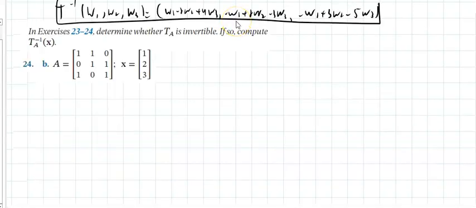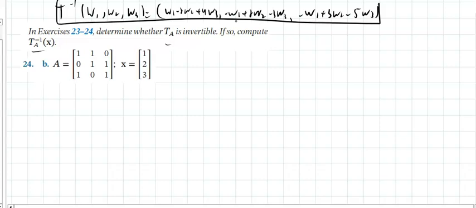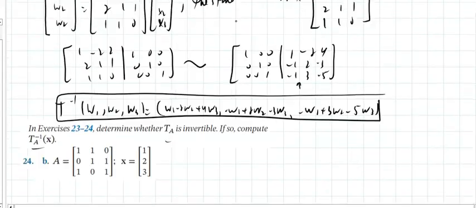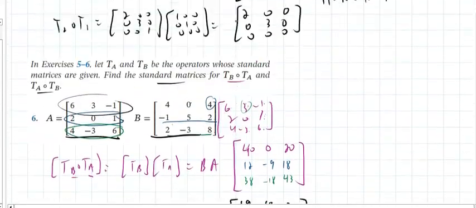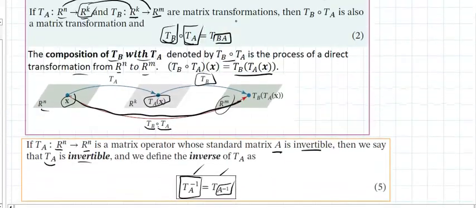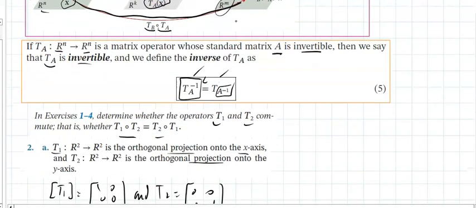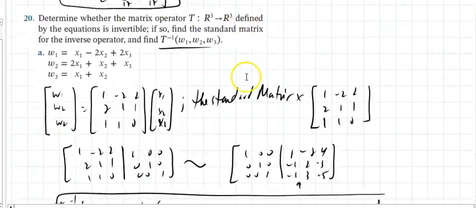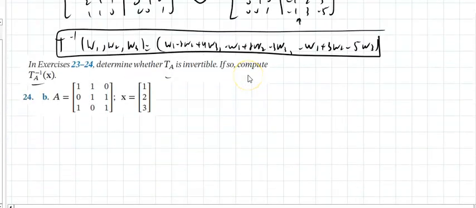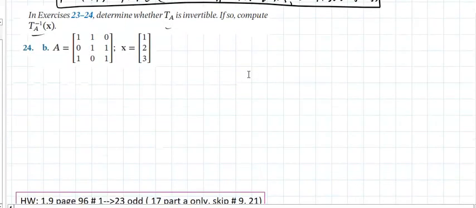And 24 is the last problem I want to talk about. Determine whether T sub A is invertible. If so, compute the inverse, and remember how this works from the theorem that we looked at last. It says if you want to take the inverse of a transformation, that's simply the transformation of the inverse of the standard matrix. So all I have to do is figure that out. If it's invertible, then I'm set. Well, there's A right there. You know, I could write the whole thing.